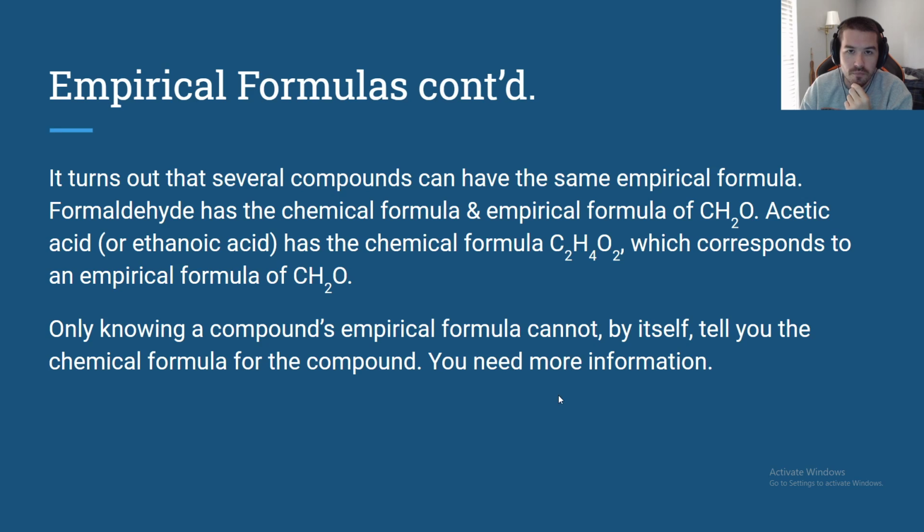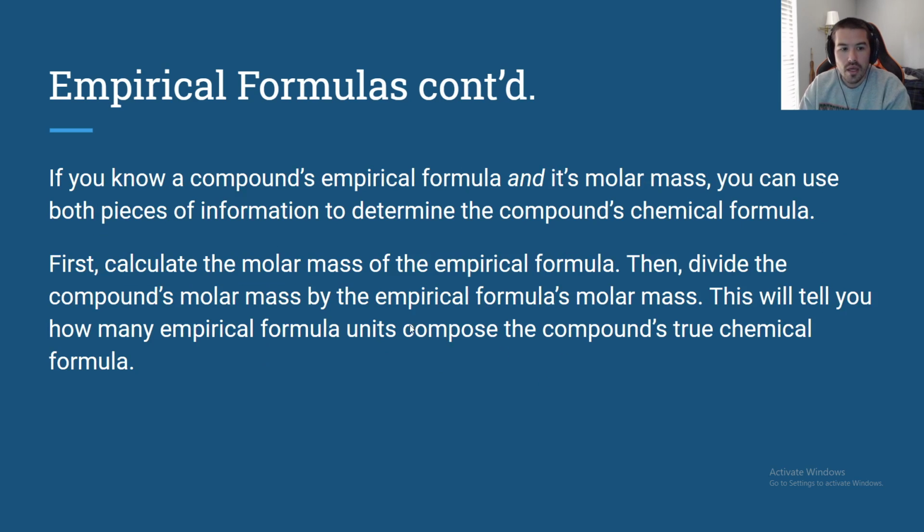You need more information, okay? So if a question asked you, you have the compound's empirical formula and that's all you know, can you figure out the chemical formula? The answer is no. You have to have more information, okay? So if you know a compound's empirical formula and, okay, so this is the other piece of information that you need, its molar mass, okay, you can use both those pieces of information to determine the compound's chemical formula, its actual chemical or molecular formula, okay?